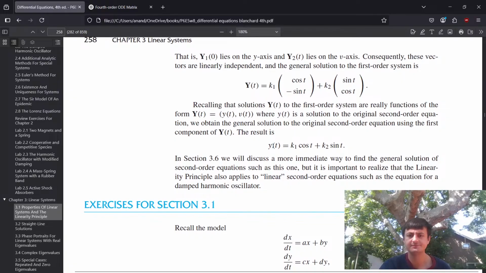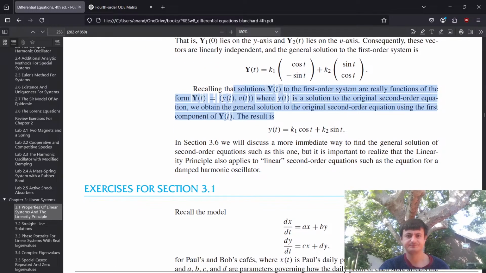That's chill. But wait, recalling that the solutions are really functions of the form where y(t) is a solution, we obtain the general solution as only the top component. It doesn't matter, because this is just the derivative. So I guess that's important.